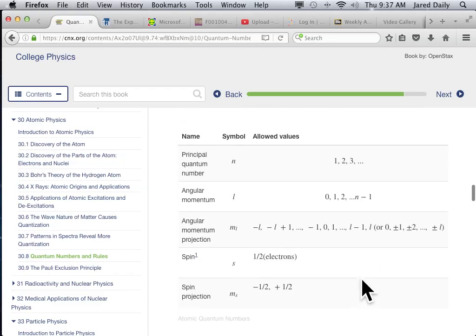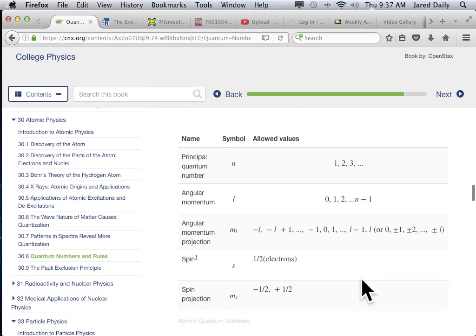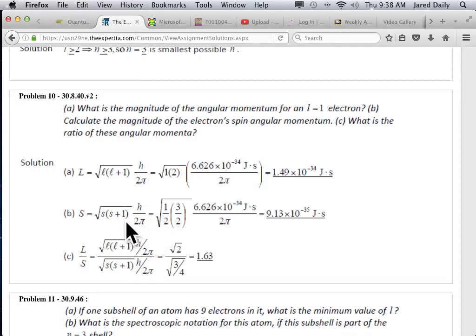So here's the chart that shows all the different options. We're calculating spin, which uses S, and it has to be 1/2 for electrons. That's why there's nothing to really do except plug in 1/2 right here and then calculate. That's where they get the 1/2 and the 3/2. You have 1/2 times 1/2 plus 1, which ends up being 1/2 times 3/2. Calculate it out, you get 9.13 times 10 to the minus 35 joule seconds. So this is the spin of an electron no matter what state it's in. It's always the spin of the electron.